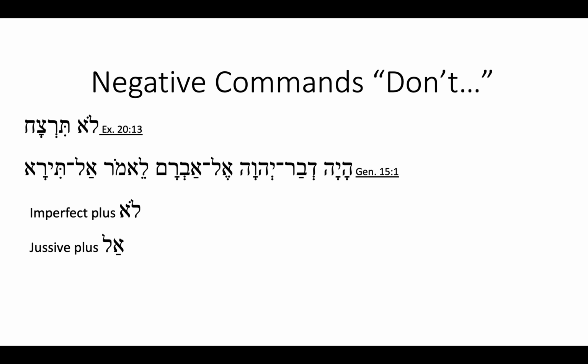Usually the lo plus imperfect will give you commands, or prohibitions, I should say, that are generally applied, whereas the al usually refers to more specific situations. So you can see lo tirtzach is a negative command that applies generally, whereas al tira applies just to Abram's situation. So anyway, this is how commands are negated in Biblical Hebrew.